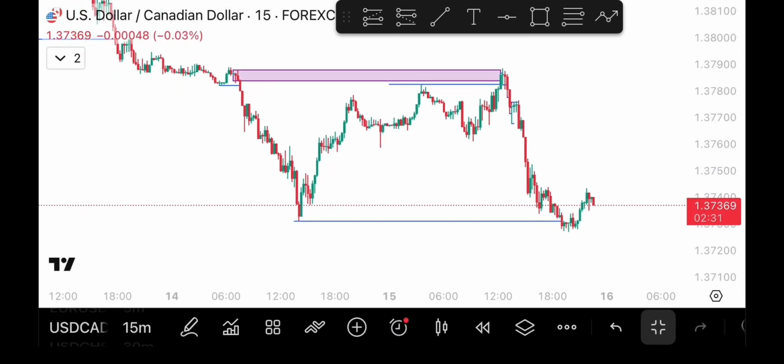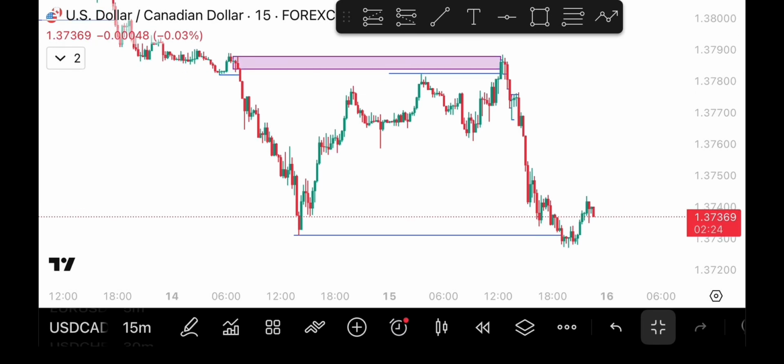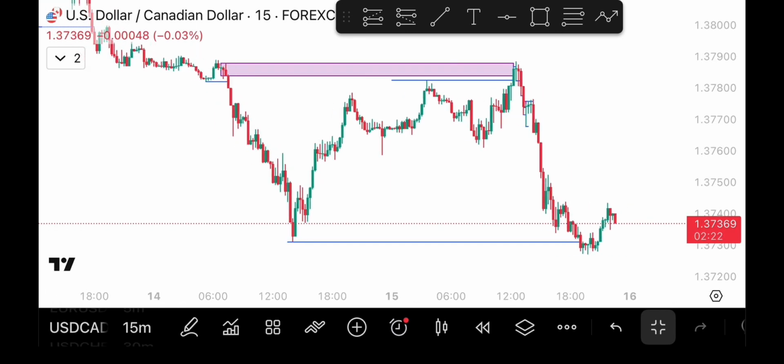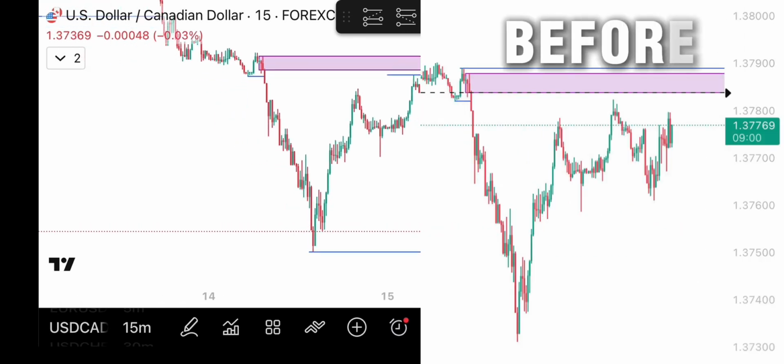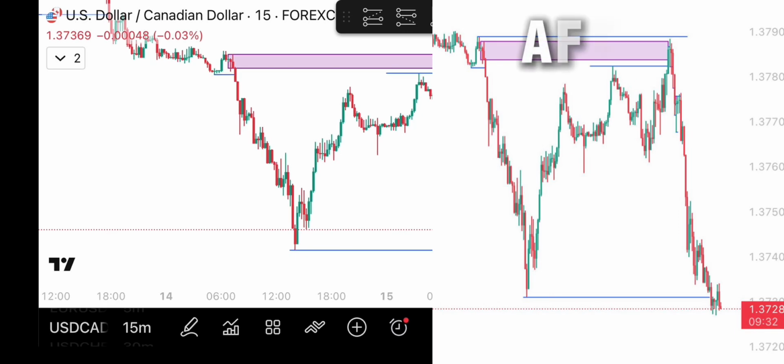So I'll be breaking down a before and after setup I caught on Usdcad on the 15-minute time frame, because you all know that is the only time frame I trade. So now I'll be showing you the before and this is the after of it.